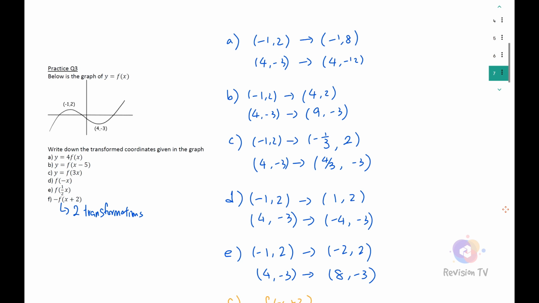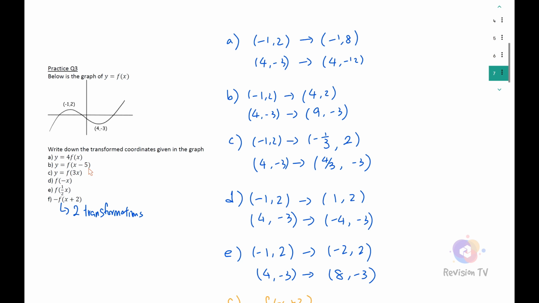So here are the answers for question 3. Part A, you will have to stretch. Outside 4 means stretch vertically by 4. So all the y coordinates times by 4. So 2 becomes 8, minus 3 becomes minus 12. Part B, a minus 5 inside bracket means you move to the right by 5.